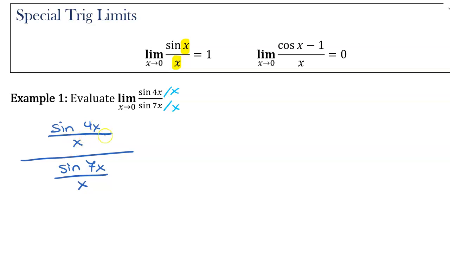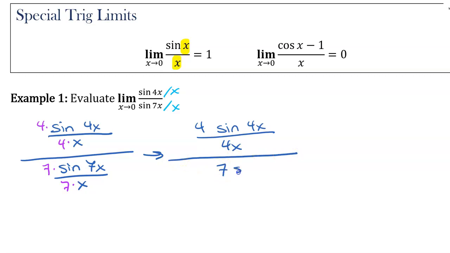So that's not going to work yet. But I can also multiply in the form of 1. I can do 4 and 4, and I can do 7 and 7. Remember, anything over itself is 1, so I just multiplied by 1, top and bottom, in different forms. So that will give me 4 sine of 4x over 4x over 7 sine 7x over 7x. And now I can actually apply the limit.